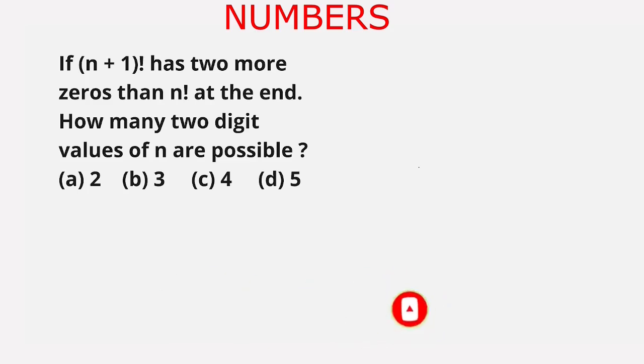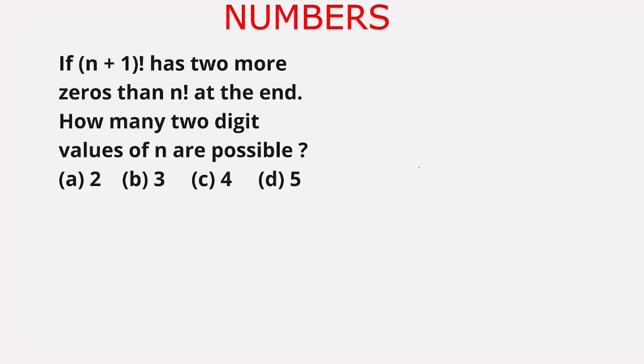The number of zeros at the end of 5 factorial is 1, and it is 1 only up to 9 factorial. The number of zeros at the end of 10 factorial is 2, and it continues to be 2 up to 14 factorial. In 15 factorial the number of zeros is 3, and from 15 factorial to 19 factorial the number of zeros is 3, and in 20 factorial the number of zeros is 4.